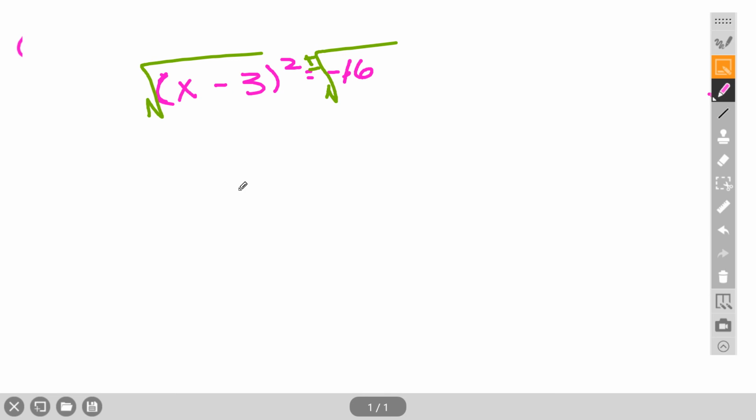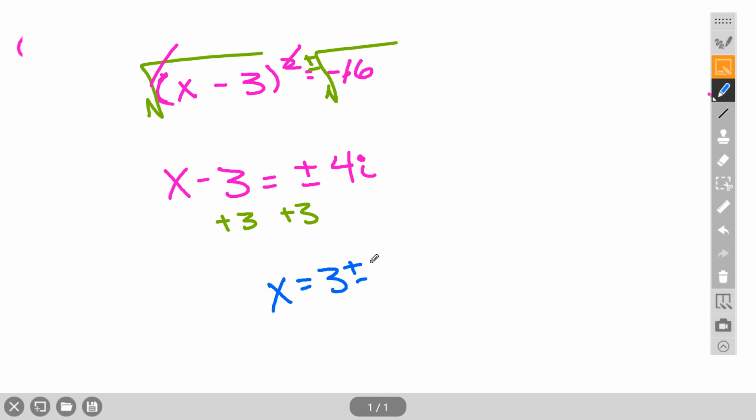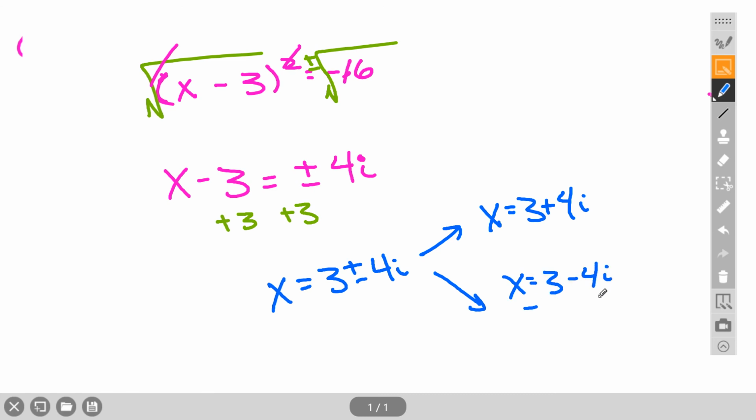So on the left side, this and this cancel, so we get x minus 3. On the right side we have plus or minus the square root of negative 16. Well, the square root of 16 is 4. And since it's negative, it's 4i. So we'll add 3, and this becomes 3 plus minus 4i. So our solutions here are complex numbers. We have 3 plus 4i, and we have 3 minus 4i. Those are our two solutions.